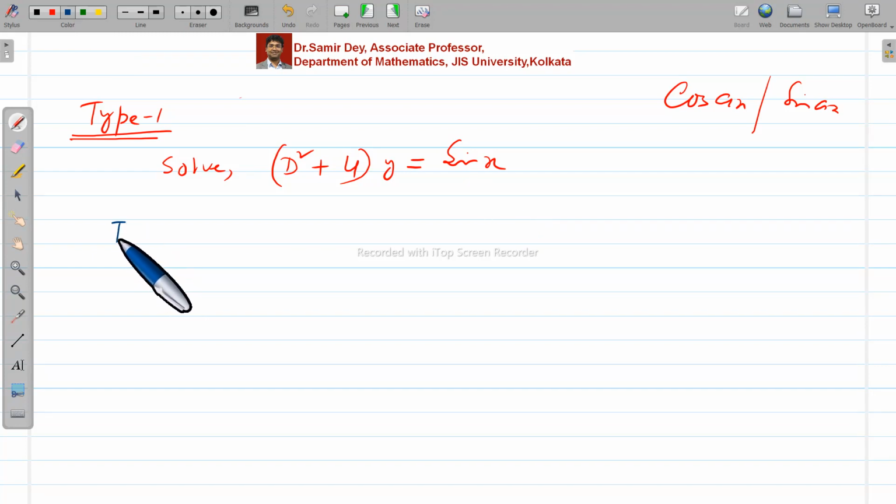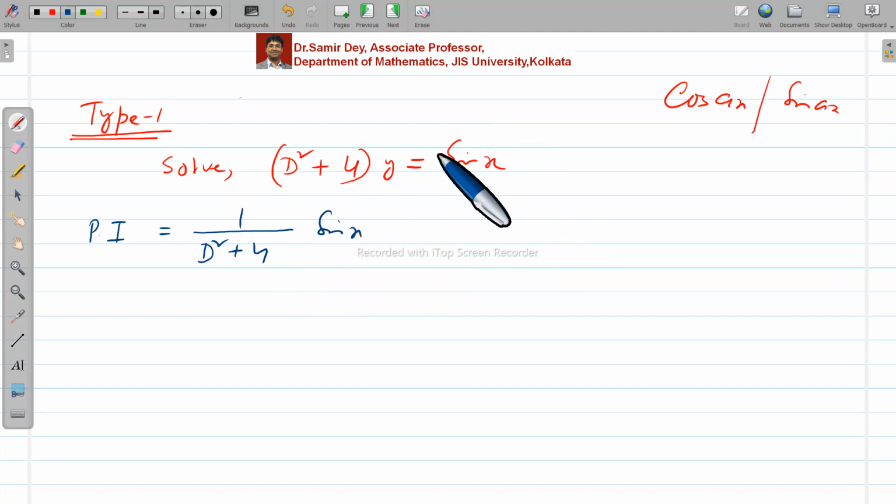So what does PI stand for? Anyone? Please write in chat box. Yes, you are absolutely correct. It is particular integral. Very good. So what about the CF? Anyone? Yes, complementary function. Very good. Okay, so now if you want to calculate the PI of this type of problem, then first you have to write this: 1 by D square plus 4, sine x.